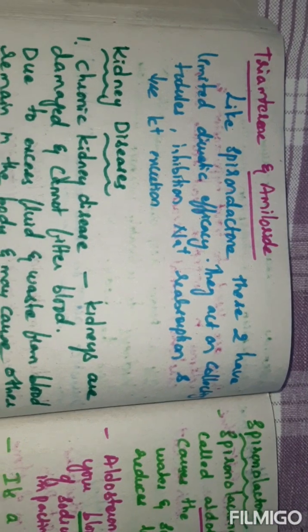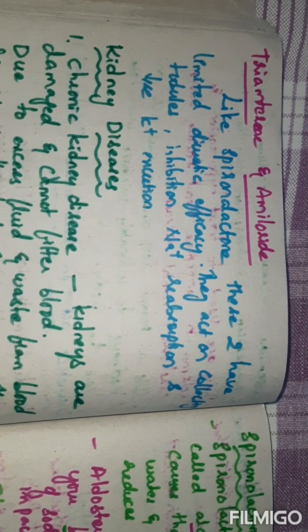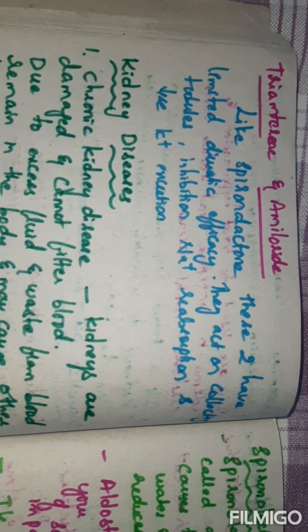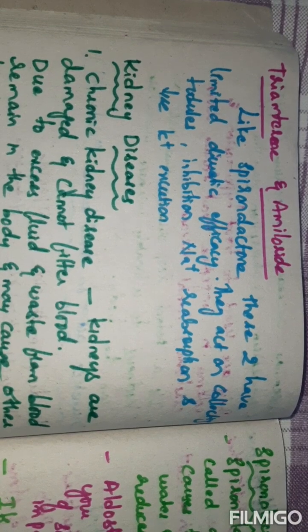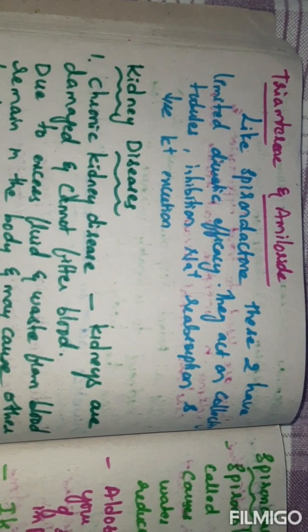Then come other main drugs, triamterene and amiloride. Like spironolactone, these two have limited diuretic efficacy. They act on collecting tubules, inhibiting sodium reabsorption and decreasing potassium excretion.